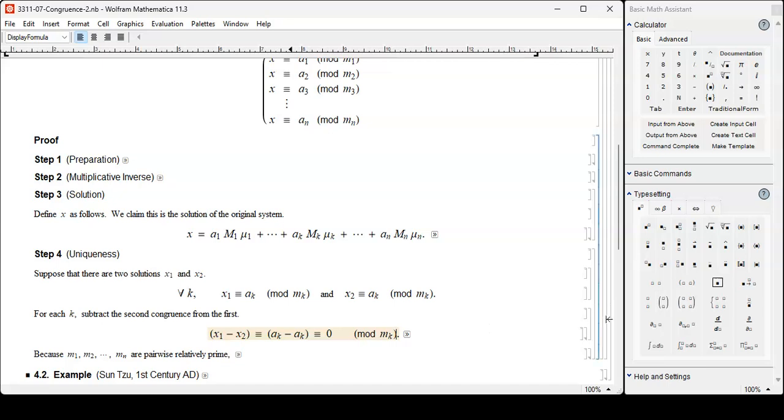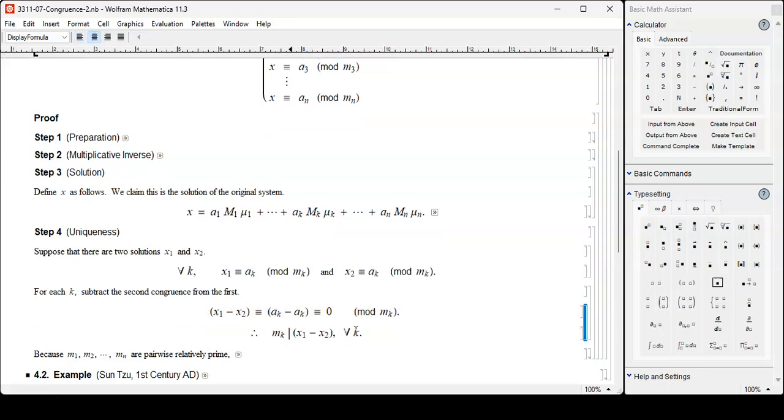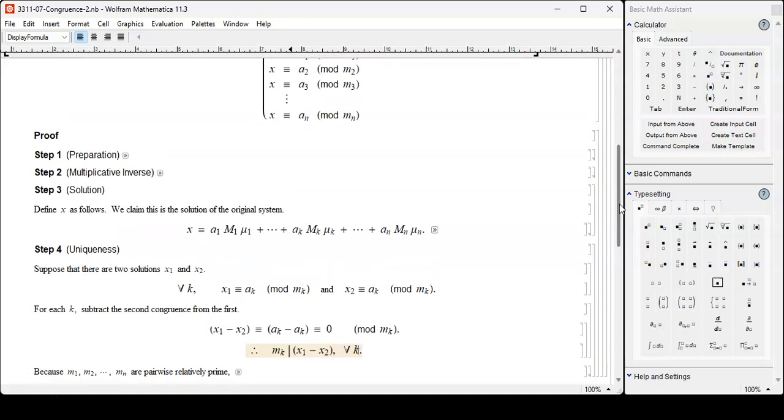So what conclusion can I draw? mk divides x1 minus x2, and that's true for all k, first, second, third, and so on. Consequently, this x1 minus x2 is divisible by the LCM. This is a common multiple, so it's divisible by the least common multiple.